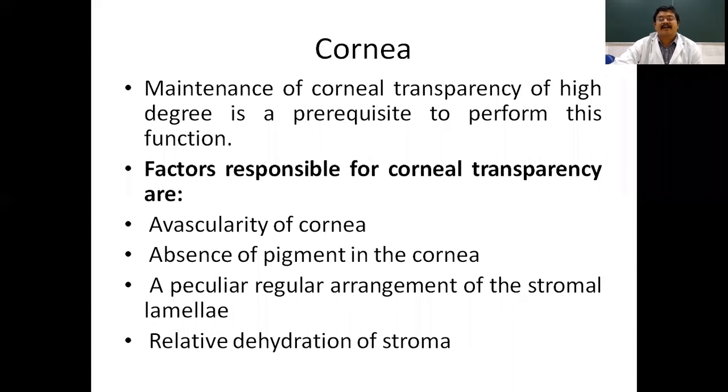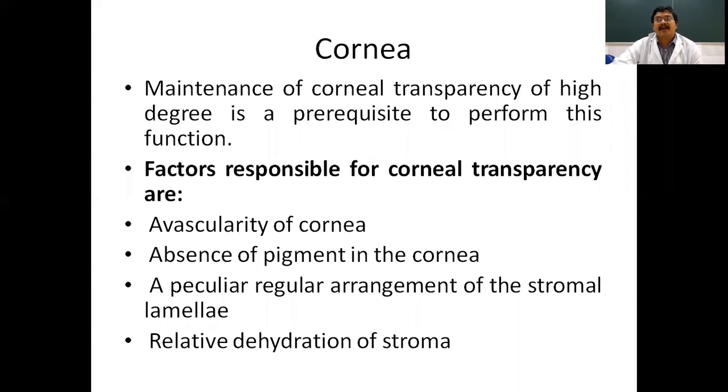What are the factors that are responsible for corneal transparency? The first and foremost is the avascularity of the cornea. Because of this, we are able to successfully do transplantation of the cornea. The absence of pigment in the cornea is another factor which maintains the transparency. And the peculiar arrangement of the stromal lamellae also plays an important role in maintaining the transparency of the cornea.